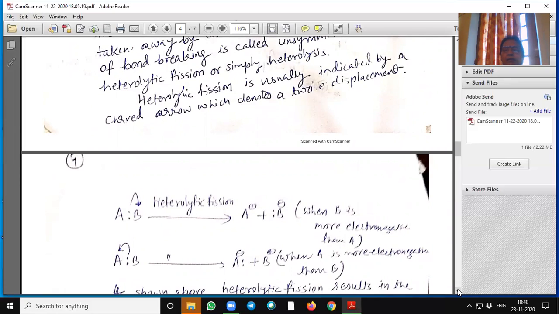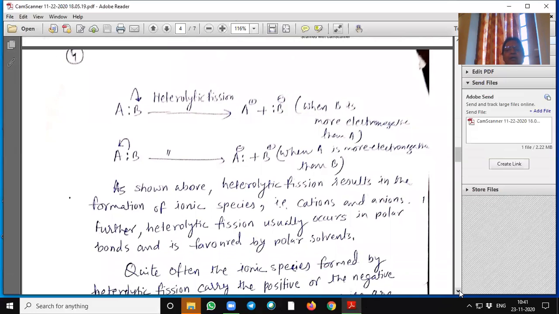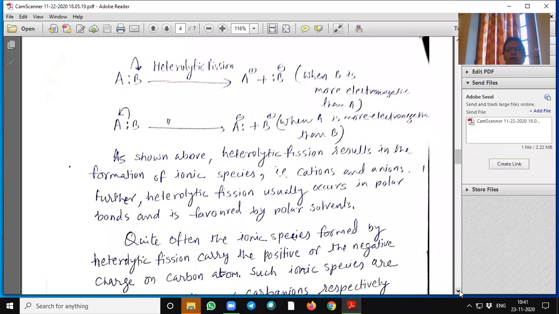See here, both the electrons are moving toward the other atom. So B is electronegative and A is electropositive. See here in another example, both the electrons are moving toward A. So A is electronegative and B is electropositive. As shown above, heterolytic fission results in the formation of ionic species, that is cations and anions.